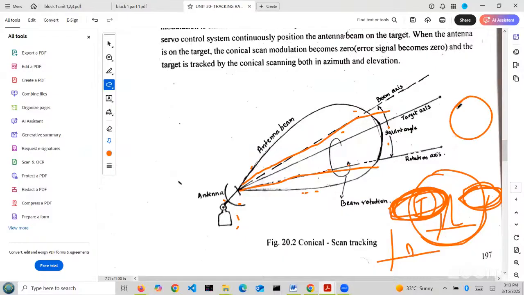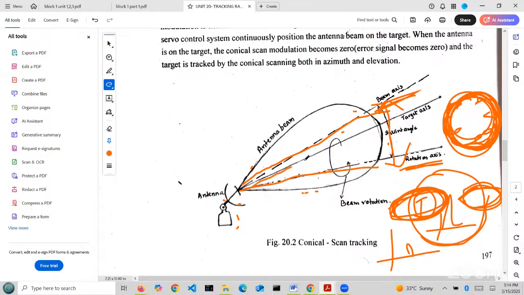Here, a parabolic path is there. Like this, like this, the conical path is rotating. This rotation of the conical path is called the beam rotating in a conical way. And the difference between the beam axis and the rotation axis is called the squint angle.